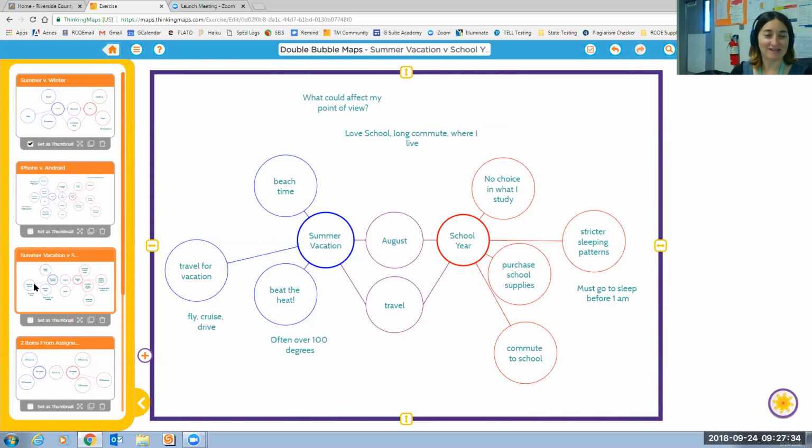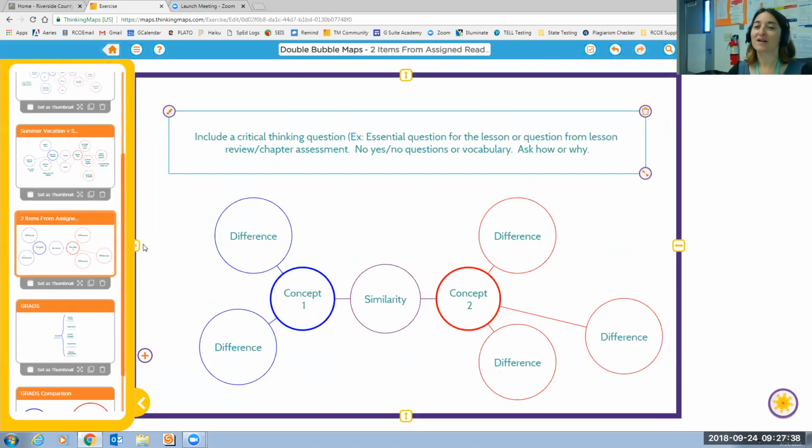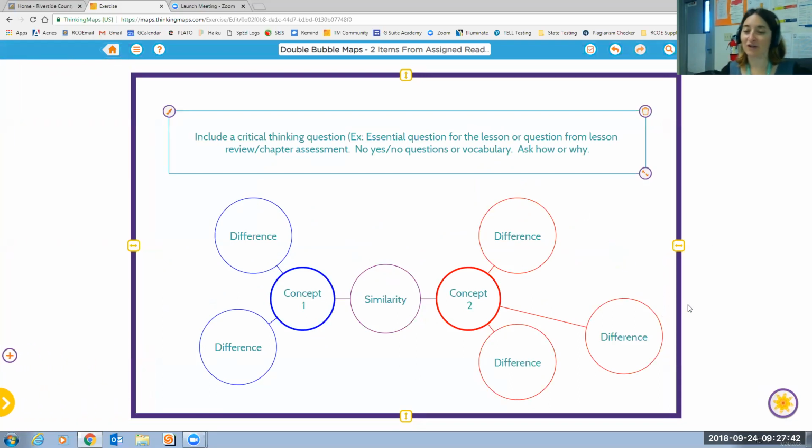All right, so I think that we have a really good idea of how to do these maps. So I'm going to be asking you guys to complete a map on your own for homework. This is the map you'll be completing on your own this week. So you're going to be describing any 2 items from your assigned reading this week. If you're reading a novel, you can choose 2 characters. So concept 1 would be the first character, concept 2 would be the second character.